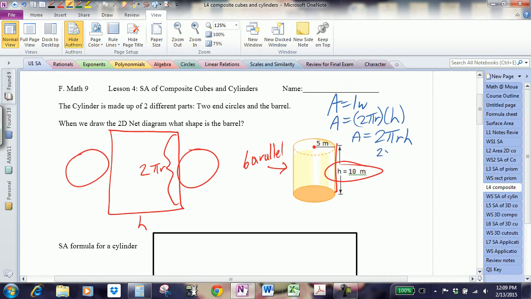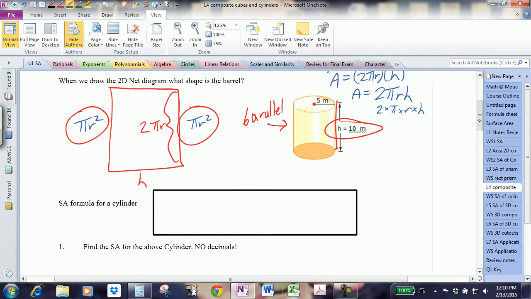You may want to write that down because some of you are forgetting that letters beside letters mean multiplication. And even numbers beside letters are a multiplication. Okay. What about the circles? What are the area of the circles again? Pi times r squared, another pi times r squared. So we could add it all up. How many pi r squareds would we have? 2 pi r squared. Plus the rectangle, which is 2 pi r h.